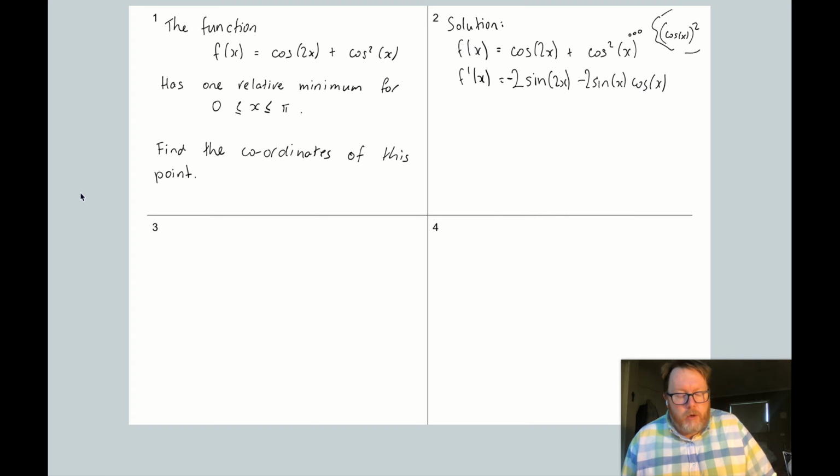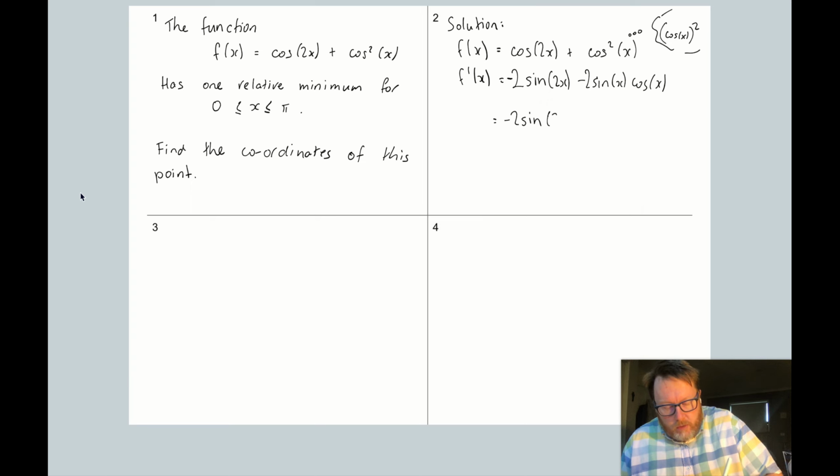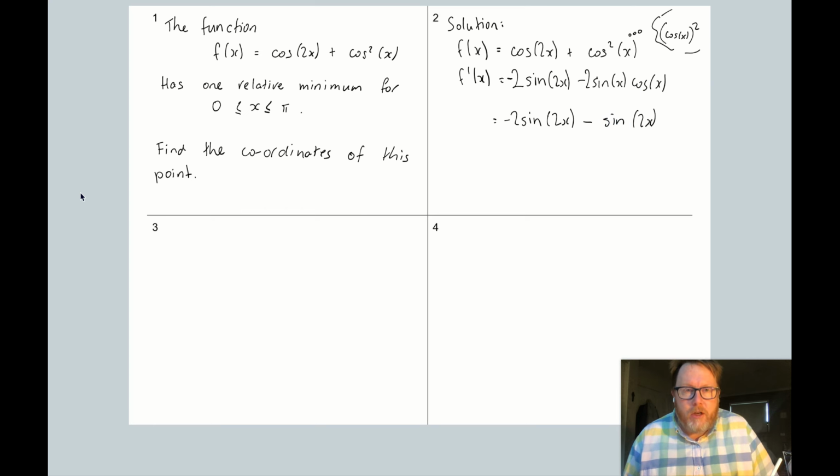And the reason why is because what you need to get adept at is identifying particular patterns. And in this case, 2 sine x cos x has a particular pattern. We know it's a rule, and we should know that 2 sine x cos x is in fact exactly sine 2x. And so my next line is going to be minus 2 sine 2x minus sine 2x. Okay, so this bit, 2 sine x cos x, has been replaced with the double angle identity of sine 2x.